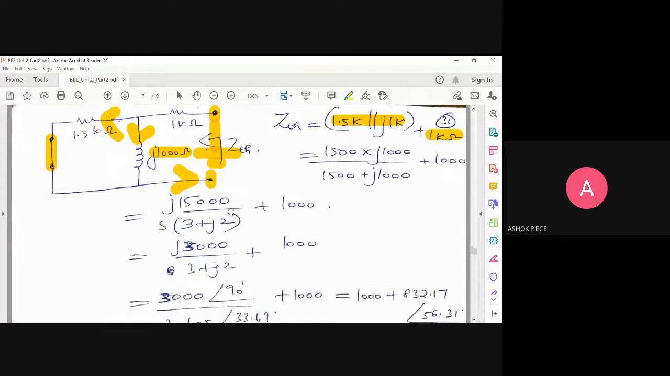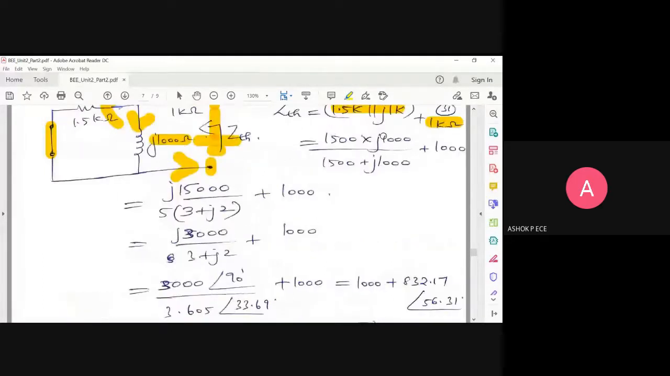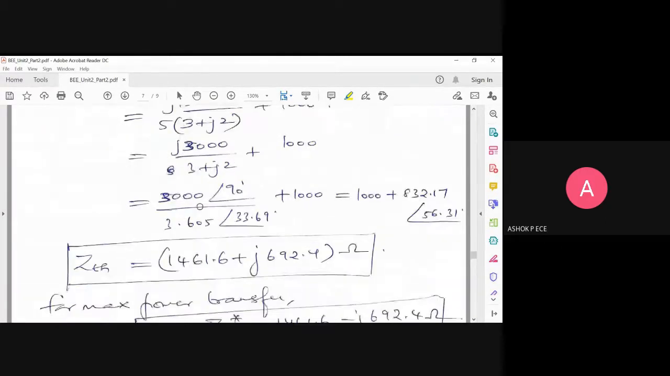Simplify, and whenever you are going to divide, it is advisable to have it in polar format. So convert into polar format. So j3000 divided by 3 plus j2, plus 1000. j3000 means 3000 angle 90, and 3 plus j2, find the magnitude, it is 3.605 angle 33.69 degrees, plus 1000. When you're dividing, you have to divide the magnitude and subtract the angle. So you get 1000 plus 832.17 angle 56.31 degrees.